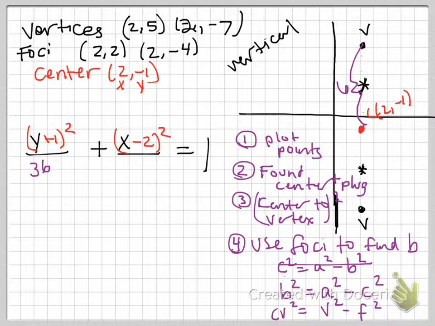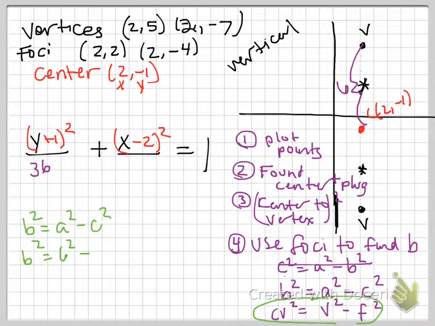So in this problem, let me switch colors so we can see what we're working with here. I'm going to do this information in green. We will see that the distance from my center to my vertex is 6. So we've got b squared equals a squared minus c squared. So b squared equals 6 squared minus the distance to our focus. If we look at the distance from our center to our focus, that distance right here is 1, 2, 3 units, so minus 3 squared. And when we work through and solve this, we end up with b squared equals 36 minus 9.